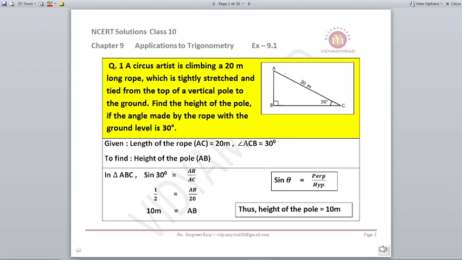Question number 1. A circus artist is climbing a 20-meter long rope which is tightly stretched and tied from the top of a vertical pole to the ground. Find the height of the pole if the angle made by the rope with the ground level is 30 degrees.